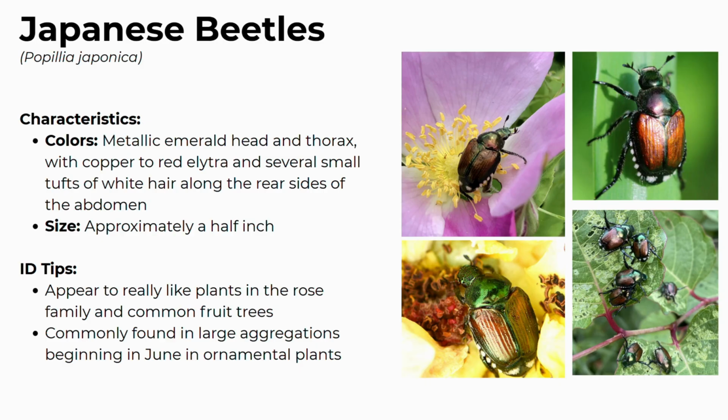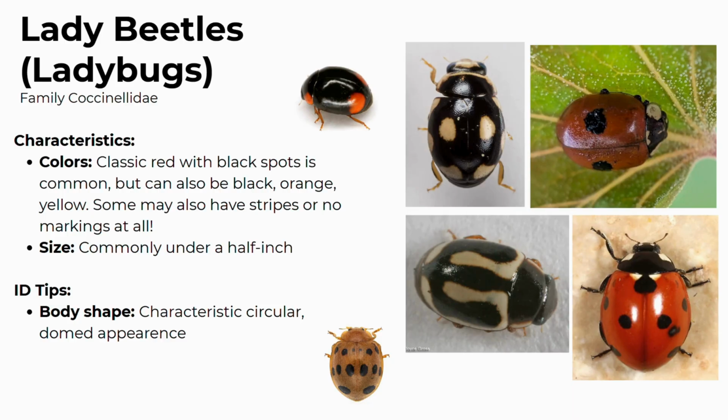Let's take a look at some of the other beetles that are pretty common in this area that you might recognize already. Japanese beetles are an invasive but recognizable beetle that many people may find in their gardens. They seem to really like plants in the rose family, common fruit trees, and many of our ornamental plants. They have bright emerald thorax and heads, with copper to red elytra, and several tufts of white hair along the rear sides of the abdomen that give them the appearance of white spots. These guys are generally about half an inch long and can be found in large mating aggregations on ornamental plants, June through August.